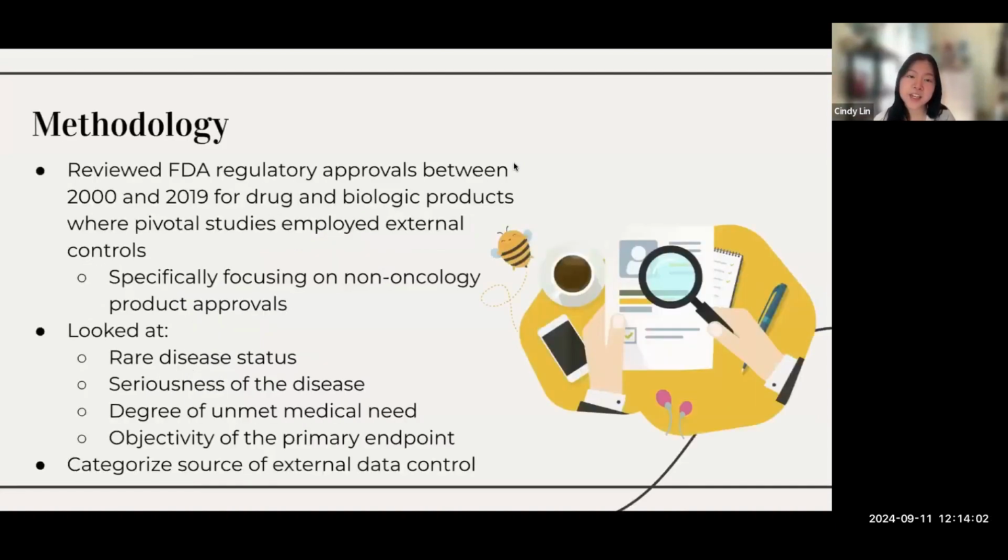So the authors reviewed FDA regulatory approvals between the years 2000 and 2019 for drug and biologic products, where the pivotal studies employed external controls, and they specifically focused on non-oncology product approvals because the use of external controls appears to be pretty well accepted in the field of oncology. And the authors looked at the rare disease status of the approvals, the seriousness of the disease, and the degree of unmet medical need, as well as the objectivity of the primary endpoints. And they also categorized the source of the external control data just to give us a clearer picture of which type of external control is the precedent.